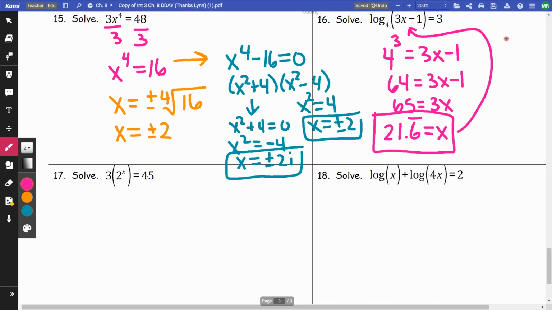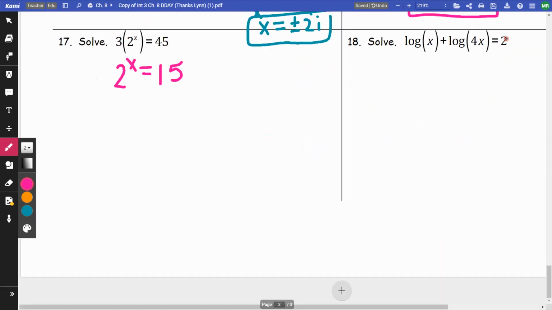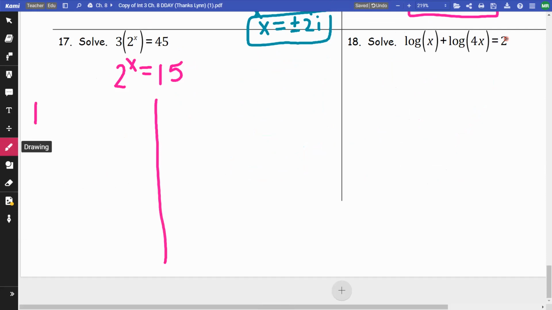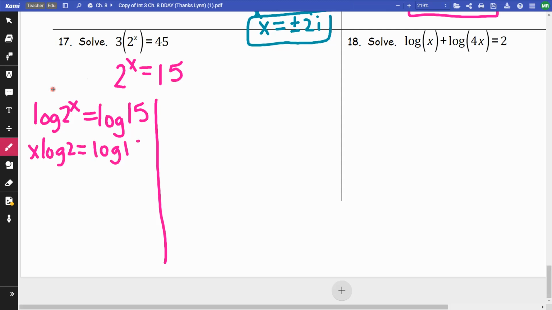On 17, I'm going to divide by 3 to get my 2 to the power x by itself. So I get a 15. Now there's 2 ways to think about this problem. One way is to log both sides. And so if I'm doing that, I would take log of 2 to the x equals log of 15. And since I'm not writing a base, it's base 10. When I take log of something to a power, this power moves in front. Properties of logarithms, so this would be x log 2 equal log 15.